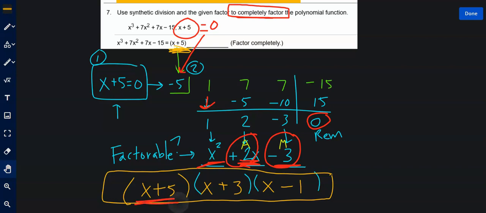Where does x plus 5 come from? Oh, that's the original one. That's right. There will be 3 factors in your answer. It's just that on the answer blank line, it looks like they already have one of the 3.